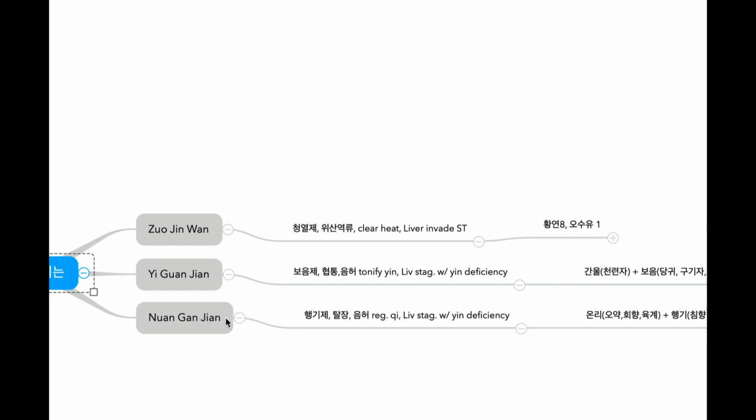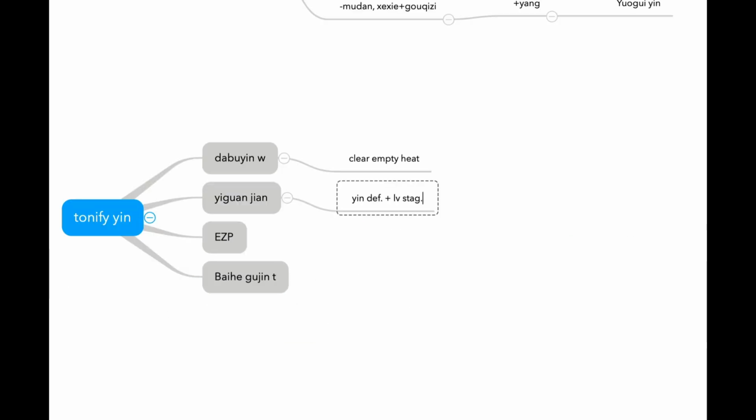And this Nuanganjian is the warming version of Longdan Xiegan Tang. Remember it that way. Nuanganjian treats groin pain, testicle pain, and hernia with severe coldness. So this one should be compared with Longdan Xiegan Tang. These three formulas are all related to the liver, and those formulas are always confusing. So make a summary of this: Zuojinwan, Yiguanjian, and Nuanganjian. Typical liver stagnation symptoms like hypochondriac pain with yin deficiency signs.